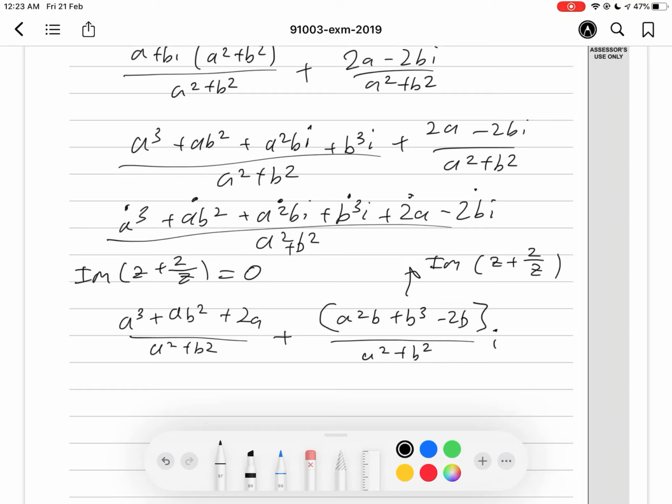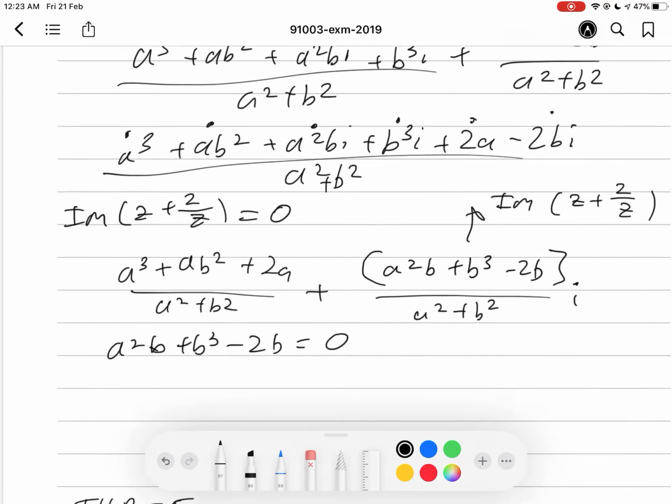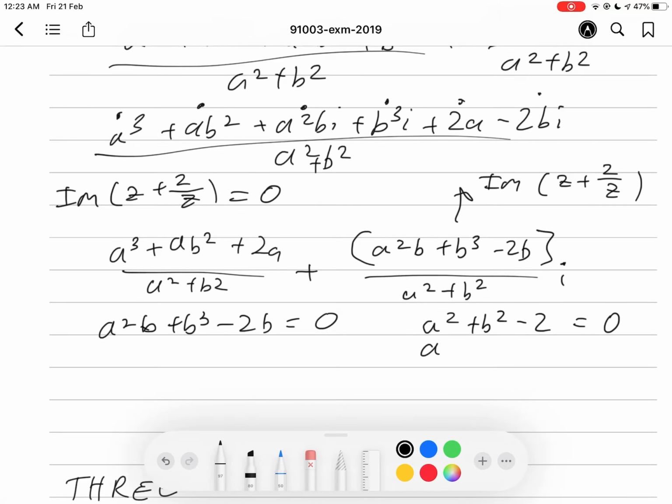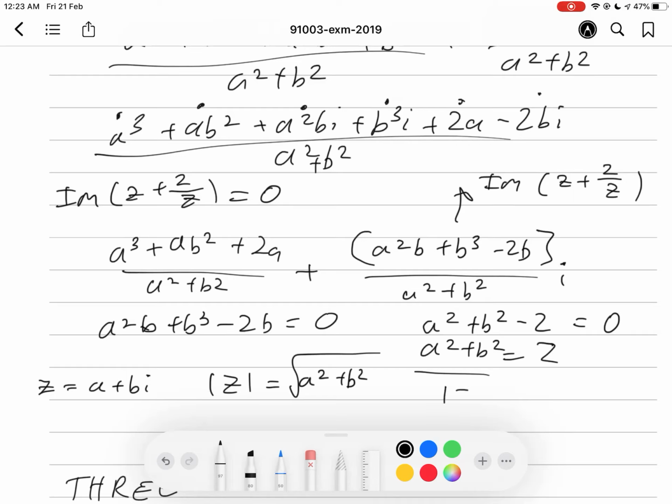So we know this imaginary part must be equal to 0. So a squared b plus b cubed minus 2b must be equal to 0. We notice that we can divide everything by b. So a squared plus b squared minus 2 equals 0. So therefore, a squared plus b squared equals 2. Remember at the very start we had z equals a plus bi. So the modulus of z would be equal to the square root of a squared plus b squared. And voila, we have a squared plus b squared equals 2. So automatically we can say the modulus of z equals square root of 2.